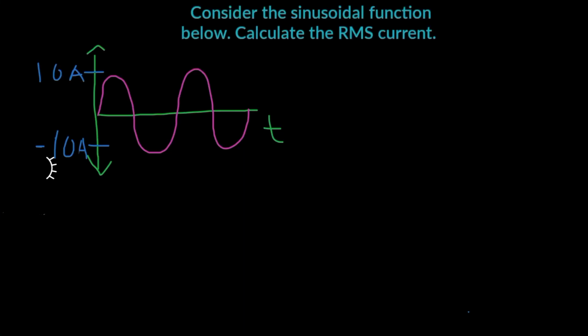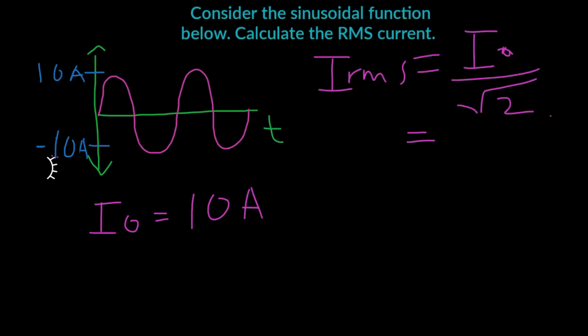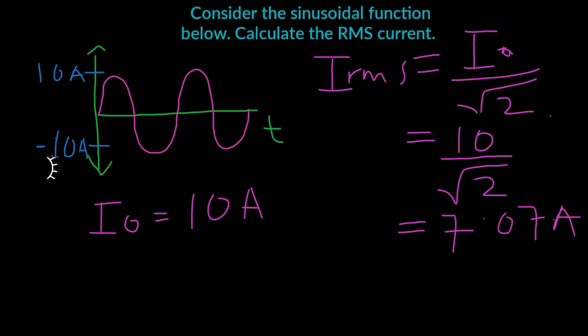Our next question is, consider the sinusoidal function below. Calculate the RMS current. So what is the peak current here? The peak current is the maximum current, which is 10 amps. So the RMS current would be equal to the peak current divided by the square root of 2. That is, 10 amps over the square root of 2, which is equal to 7.07 amps.